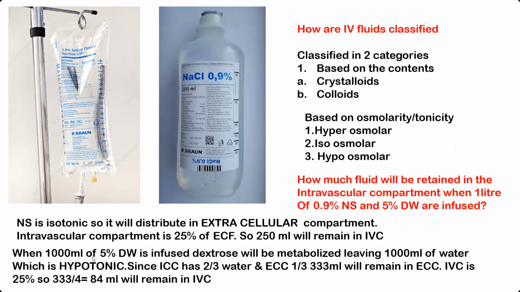Whereas when 1000 ml of 5% dextrose is given, dextrose will be metabolized, leaving only 1000 ml of water, which is hypotonic. Since the intracellular compartment has 2/3 of the water and the extracellular 1/3, 333 ml will remain extracellular, of which 25%, only 84 ml, will remain in the intravascular compartment. So that is the reason why, in replacement, you should not give dextrose for retaining volume. It should always be either Ringer lactate or a non-Ringer lactate crystalloid. Okay.